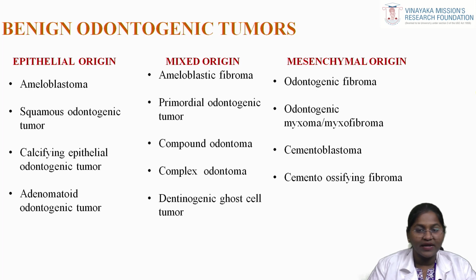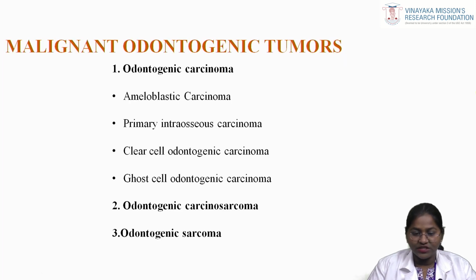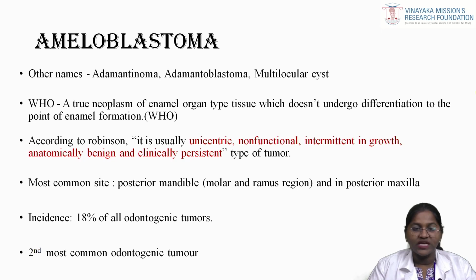Next, moving on to the malignant odontogenic tumors. These can be classified as odontogenic carcinoma, which again consists of ameloblastic carcinoma, primary intraosseous carcinoma, clear cell odontogenic carcinoma and then ghost cell odontogenic carcinoma. The other two are the odontogenic sarcoma and then odontogenic carcinosarcoma. The first one is the ameloblastoma, which is of epithelial origin. So it is a benign odontogenic tumor. The other names for ameloblastoma are the adamantinoma, adamantoblastoma, multilocular cyst.